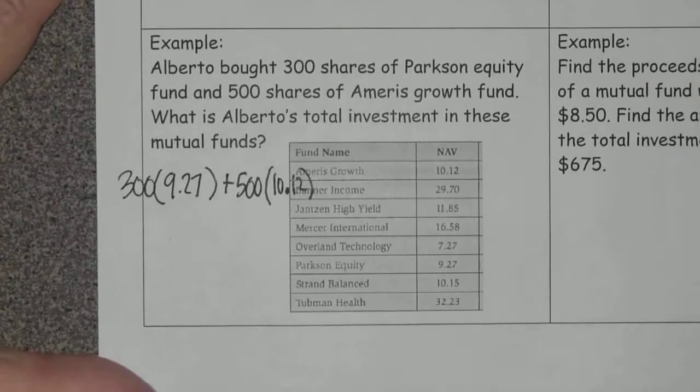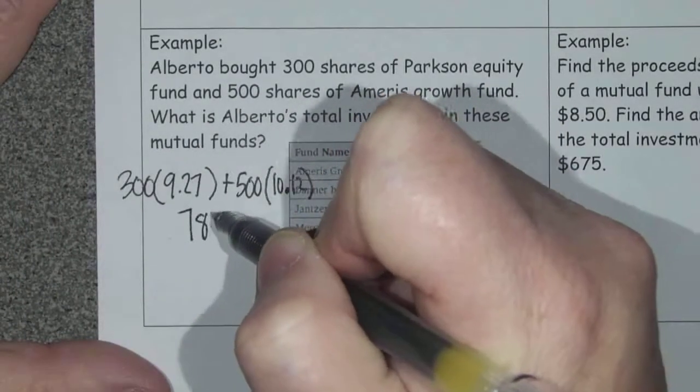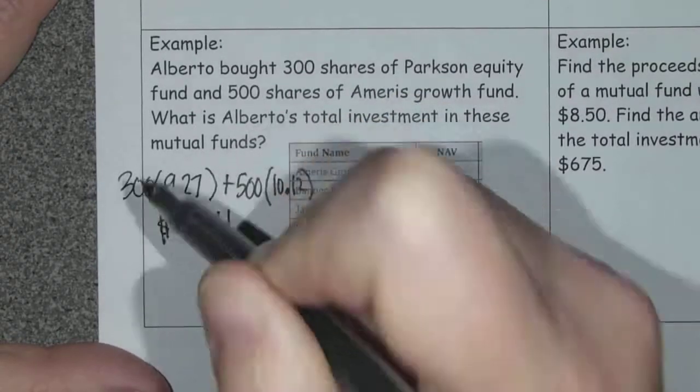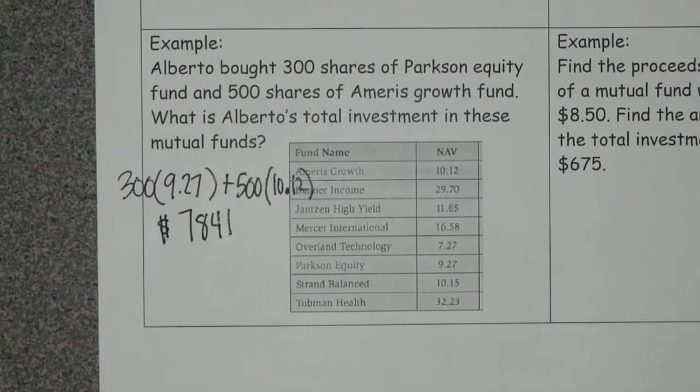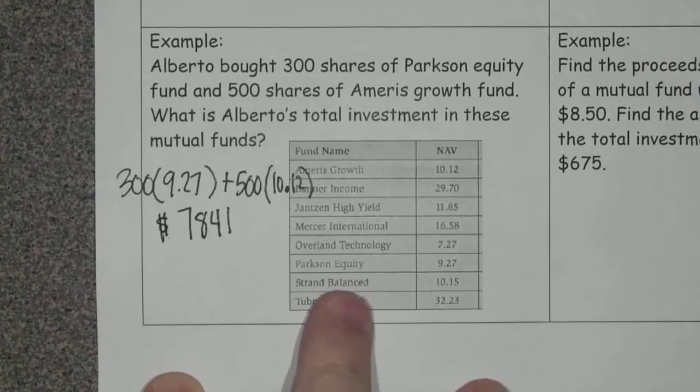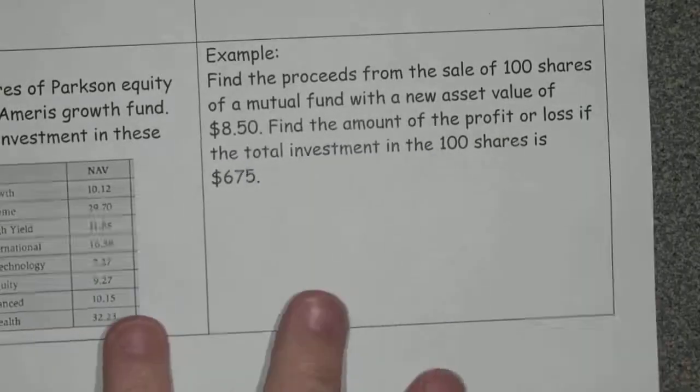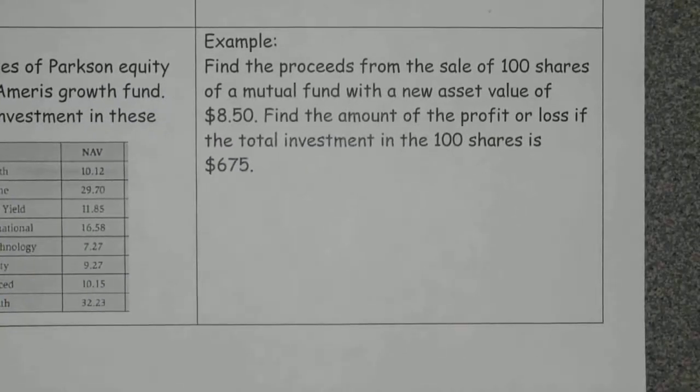When I did it, I got 7,841. Somebody agrees with me? Thank you. Okay. All right, so the math's still not very hard, right? You just got to find the right stuff in the problems. Okay, last problem. It says find the proceeds.